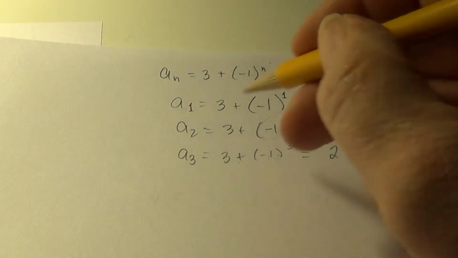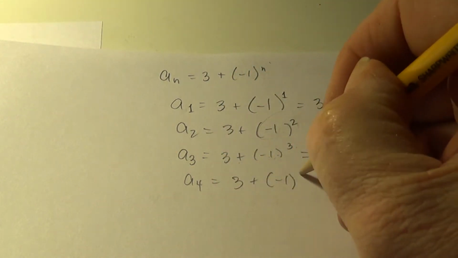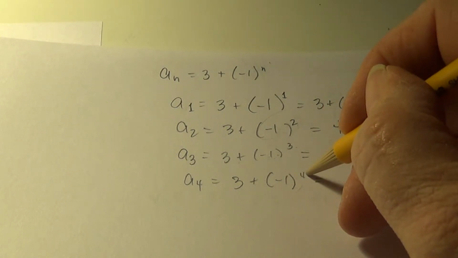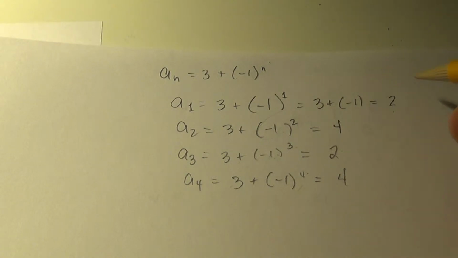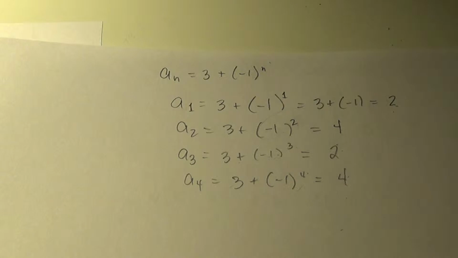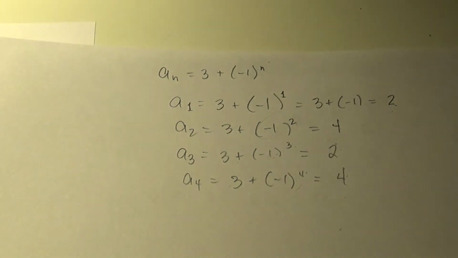2, 4, 2. Guess what's next? 3 plus minus 1 to the 4. This becomes negative 1 to the 4th, which is a positive 1. 3 plus 1 is 4. And as you may suspect, it's going to go 2, 4, 2, 4, 2, 4, 2, 4. How cool is that?